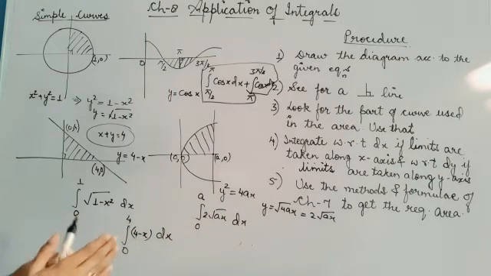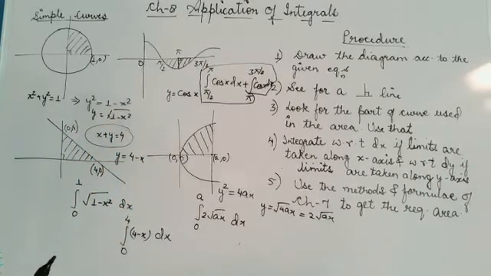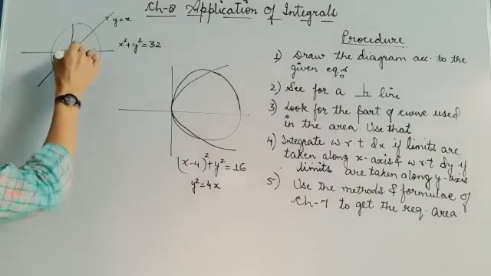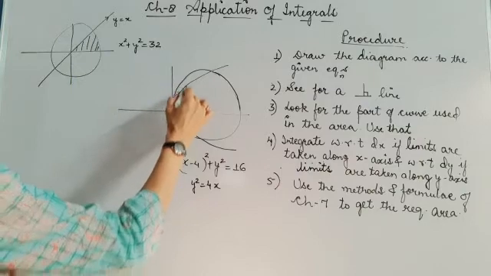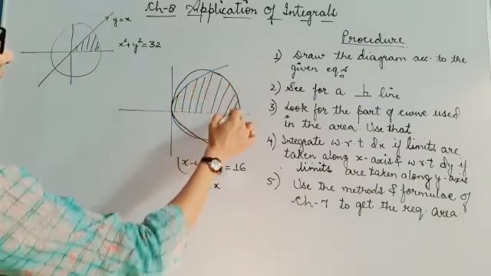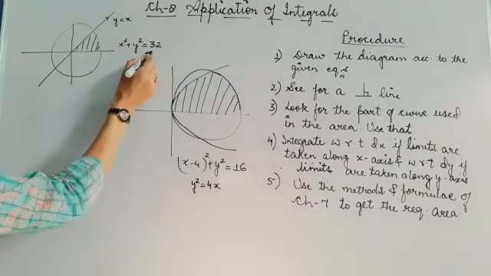Now let's see how we can find out the area if we are given a combination of 2 or more figures. Let's understand the area to be calculated under this curve, and if we want to calculate the area of this curve, this is the equation given to us.